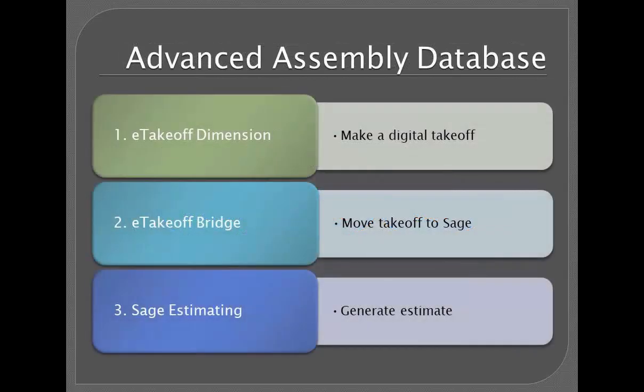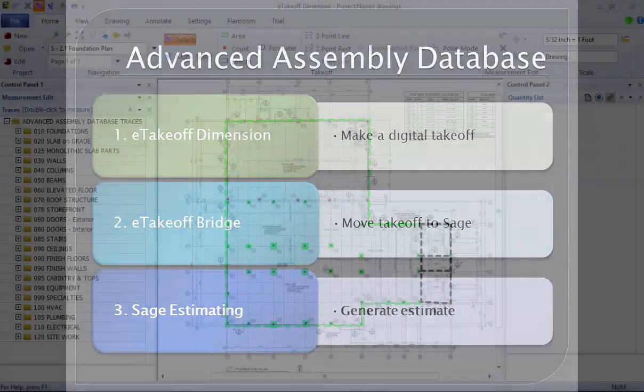The system uses the best-in-class software in 3 phases. Make a complete digital takeoff, move it to Sage, and generate the estimate. With the integration, the estimate time is cut and the accuracy is improved. And it works for general, building, and trade contractors. Sound impossible? Well, let's take a closer look.